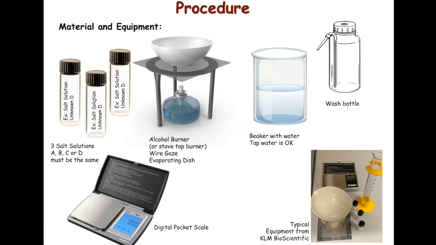You guys are going to have an alcohol burner, an evaporating dish, a wire gauze, a beaker. You want to have some water, a wash bottle, probably with some deionized water. You guys are going to have a scale, okay? And you can see that at the bottom in the right corner. That's typical equipment that you guys are going to have from your KLM Bioscientific.